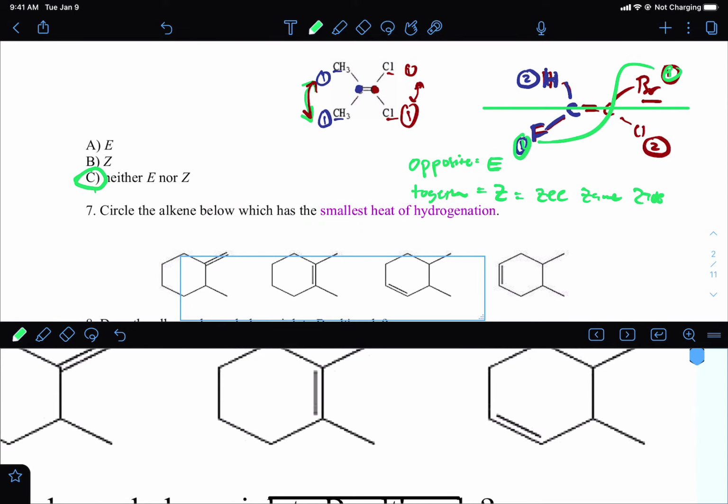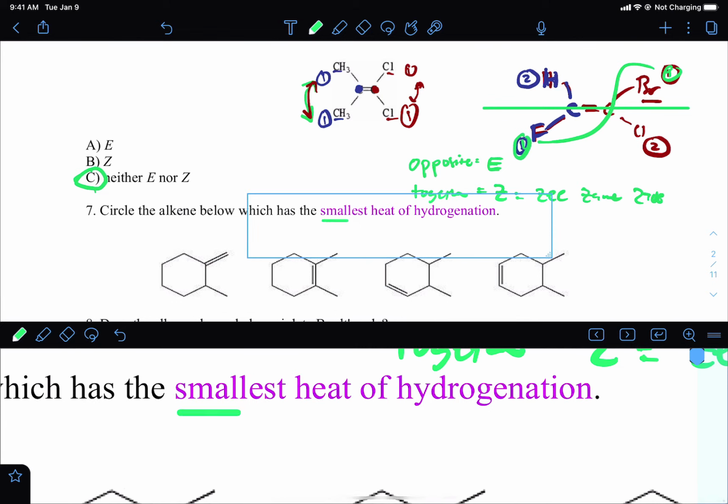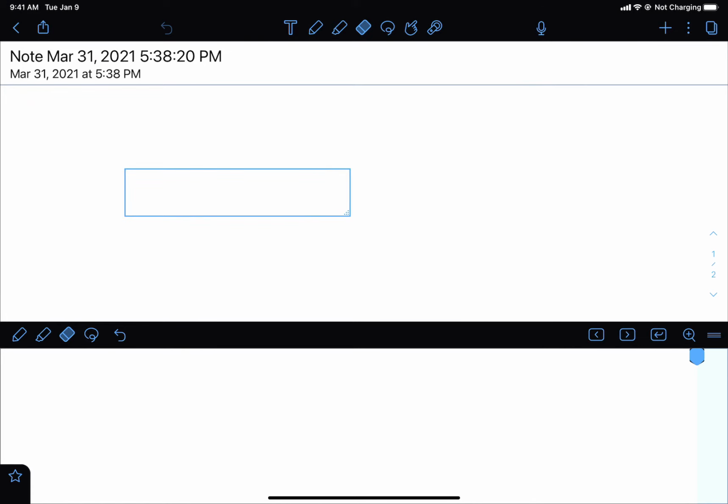Next one, circle the alkene below, which has the smallest heat of hydrogenation. So this is one of these situations like the bond dissociation energy, where we have to know what that quantity refers to. We have to know what process is described by that quantity. And for heat of hydrogenation, what we're doing is this. I'm going to open a new note here so I can draw something.